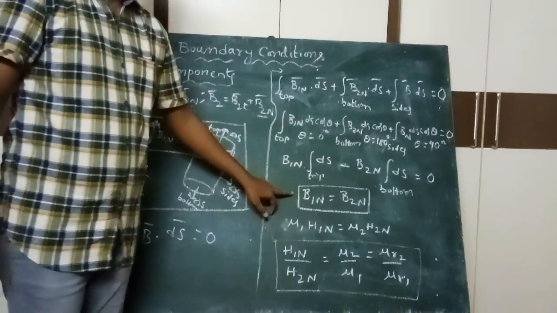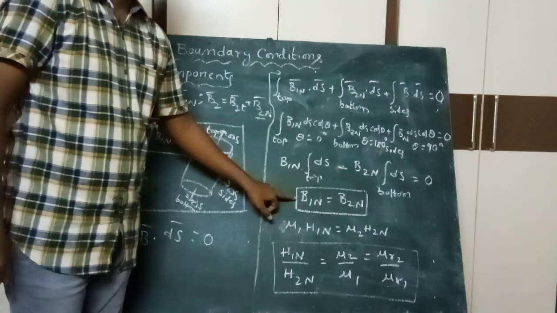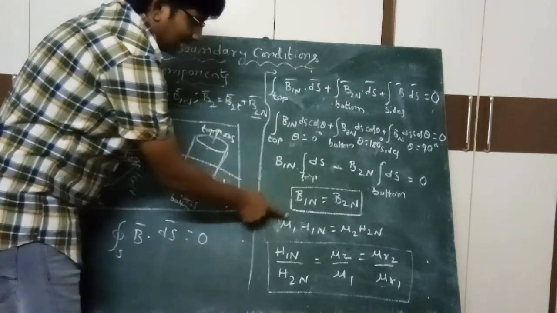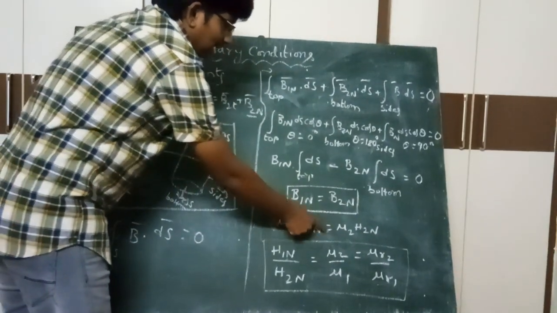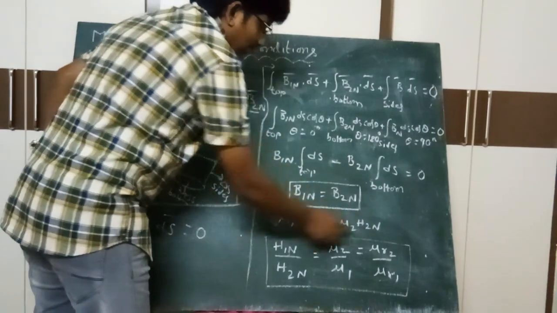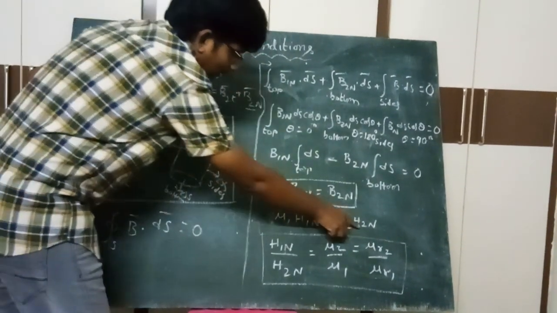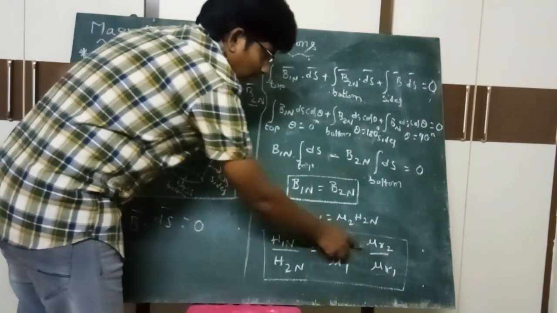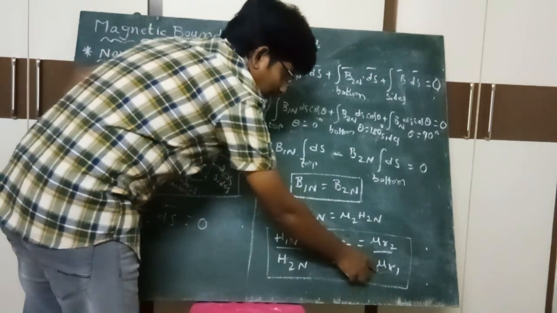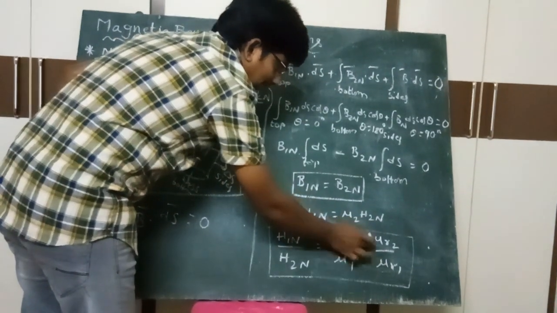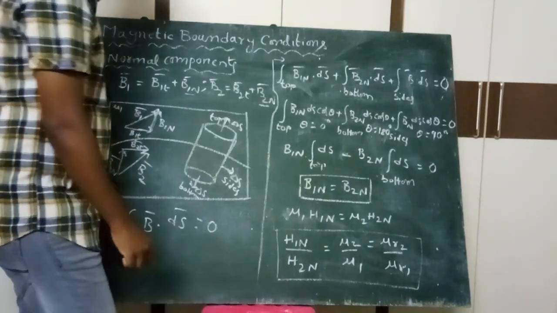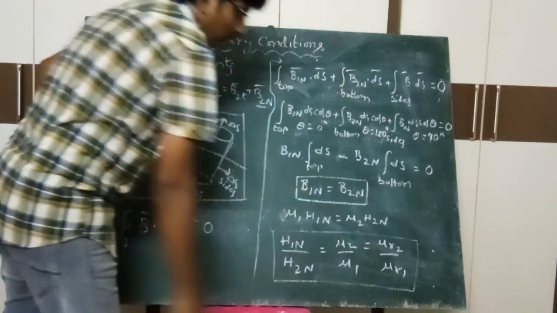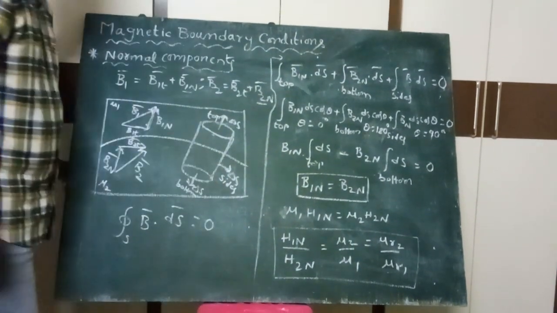So this is the third boundary condition. That means the normal component of magnetic flux density is the same in both the magnetic materials. And this B1n can be written as mu1 into H1n, which equals B2n, written as mu2 into H2n. So from this we get H1n by H2n is equal to mu2 by mu1. This mu2 can be written as mu r2 and mu1 as mu r1, because in both we get mu naught, so those two cancel with each other. So finally we get H1n by H2n is equal to mu r2 by mu r1. This is the fourth boundary condition.